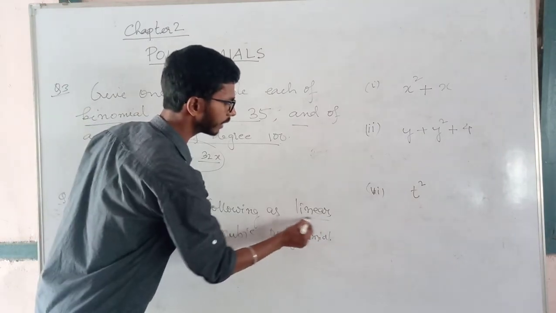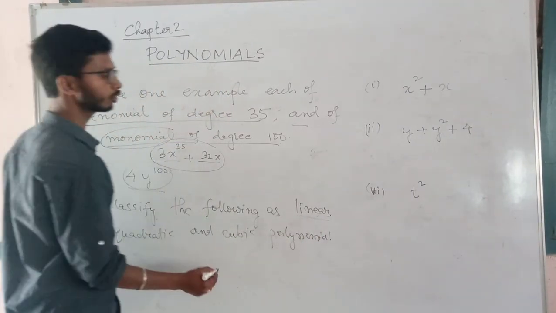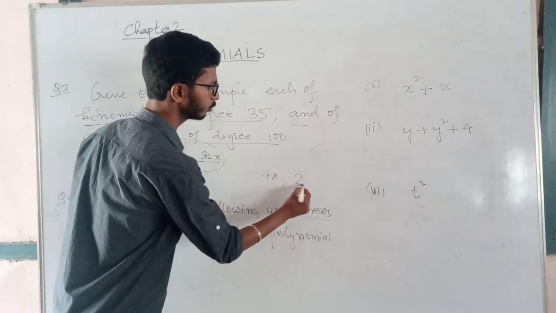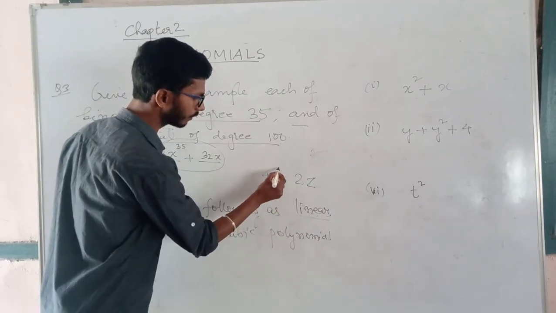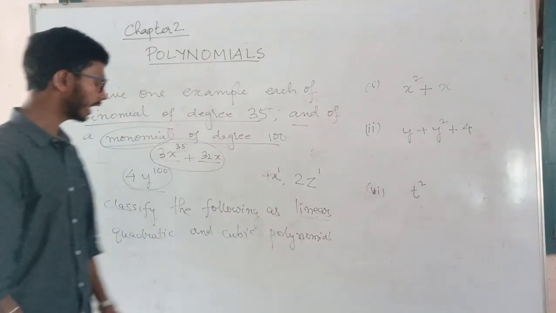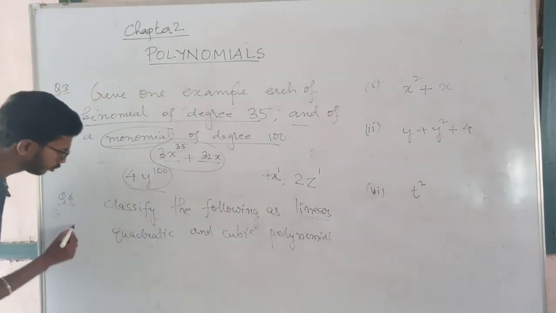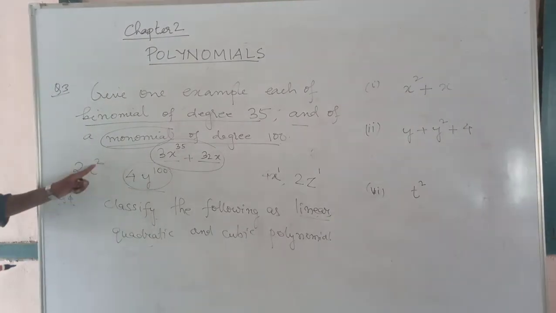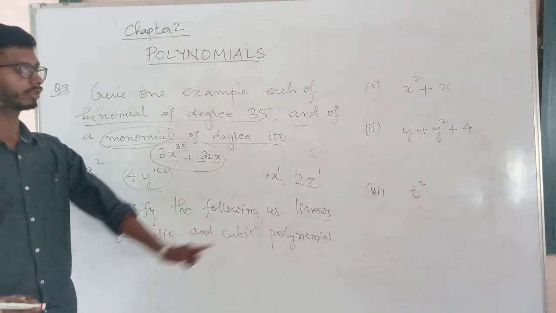Linear means, remember, the highest power of the variable should be 1. For example, 4x, or we can say 2z. The highest power of the variable should always be 1. So that is called linear. If the highest power of the variable is, suppose, 2, for example 2x square, then we call it quadratic. If the highest power is 3, then we call it cubic.